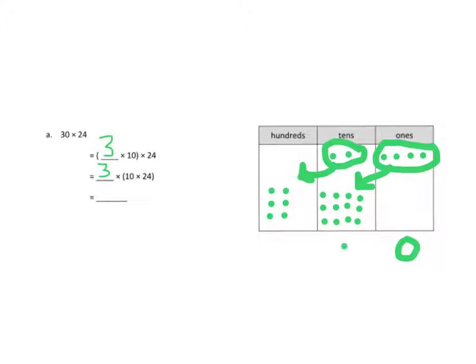So we need to bring the 2 down and take 10 of those and move them to the 100ths place into a 1. So then in our 100ths place we have a 7. So the answer is going to be 720.